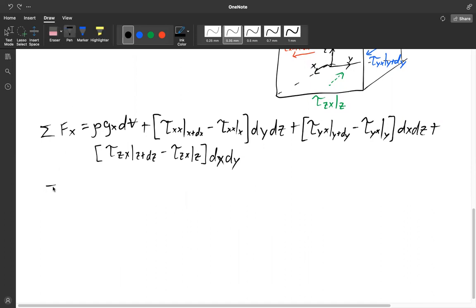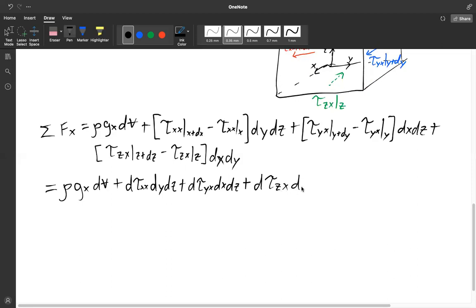This term will all be equal to rho gx dv plus d tau xx dy dz plus d tau yx dx dz and plus d tau zx dx dy.